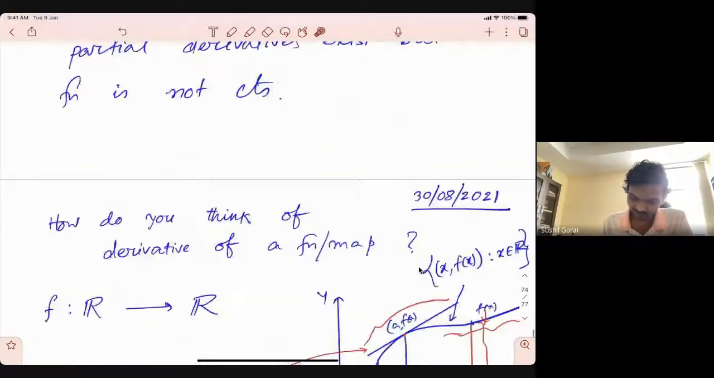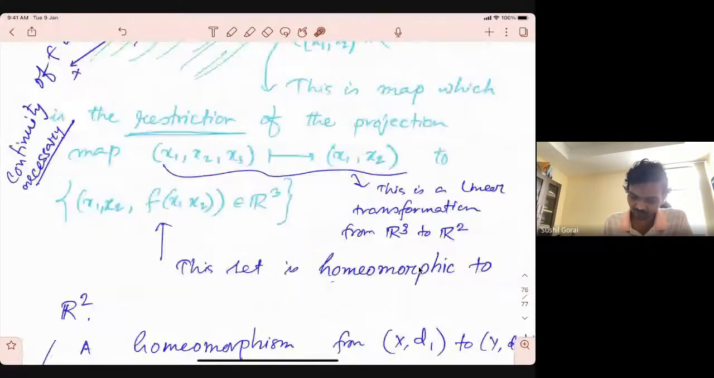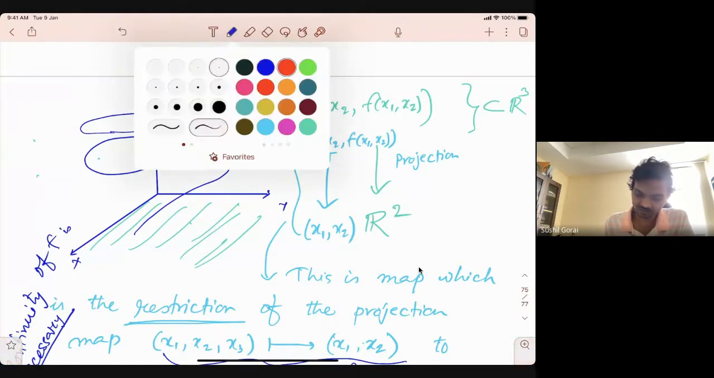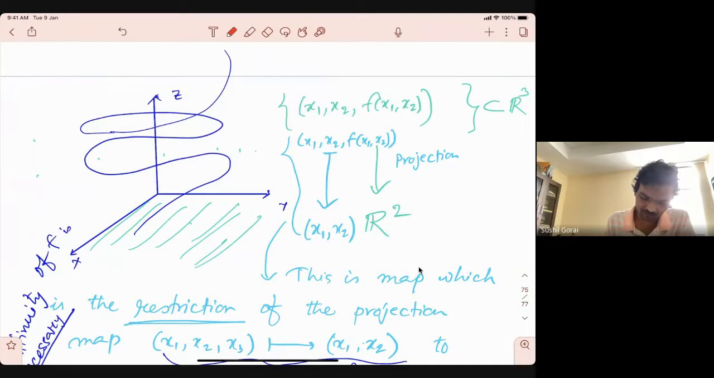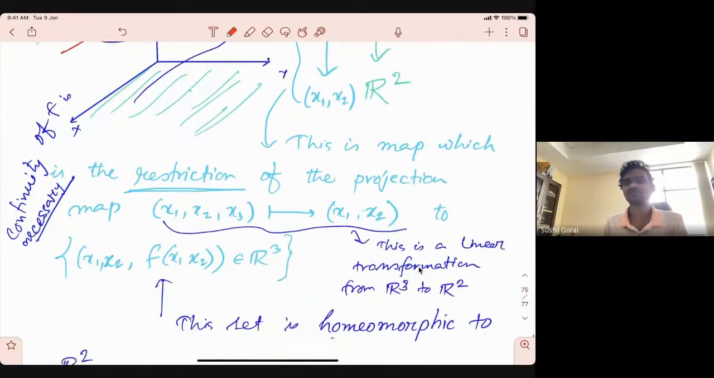So now let's go back. This is not the thing that we consider. This cannot be a graph. All right, so this cannot be a graph. We are looking at this kind of surface only.